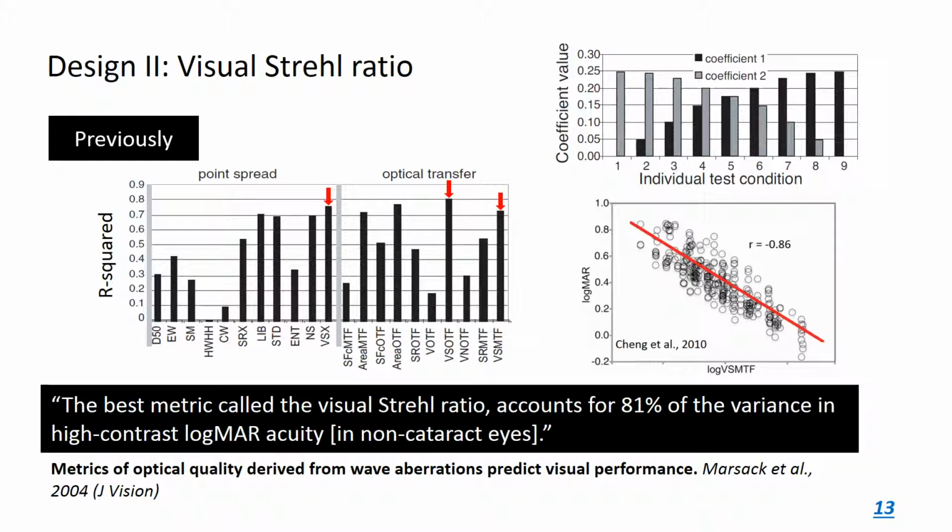It was also shown that specifics of combinations of Zernike modes can be important, even more important than the magnitude of each individual mode. The magnitude of the loss was dependent on which aberration modes were combined and in what ratio. The best visual Strehl ratio metric was reported to account for 81% of the variance in high contrast logMAR acuity in normal and non-cataract eyes, and was shown by the original authors to be an accurate predictor of visual acuity. Several other studies also confirmed that there is a strong correlation between visual Strehl ratio metrics and visual acuity.